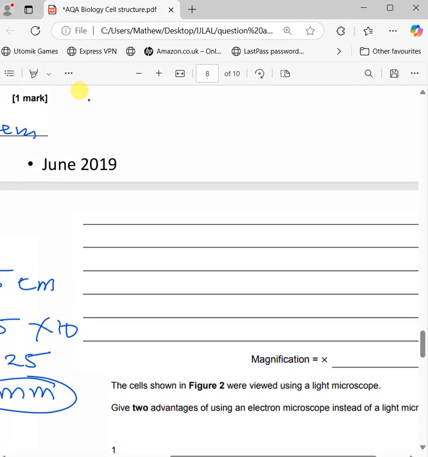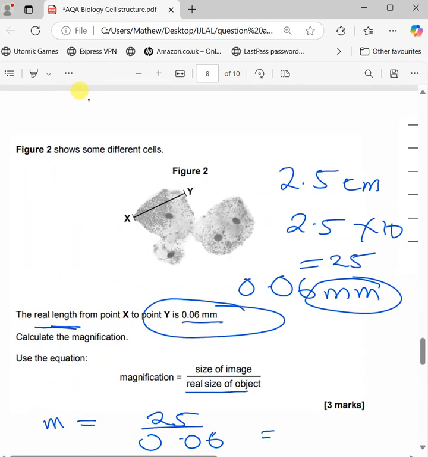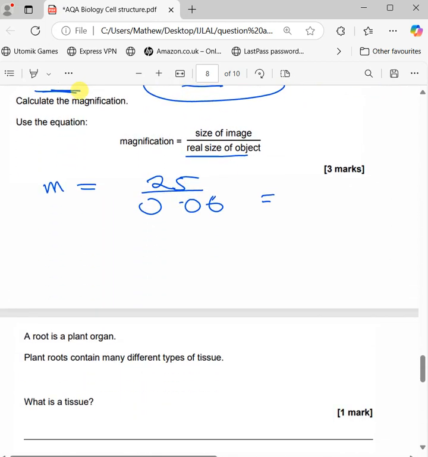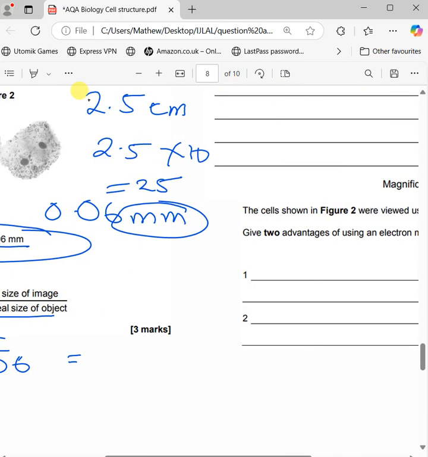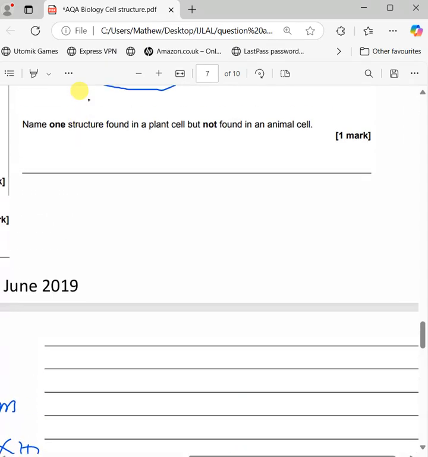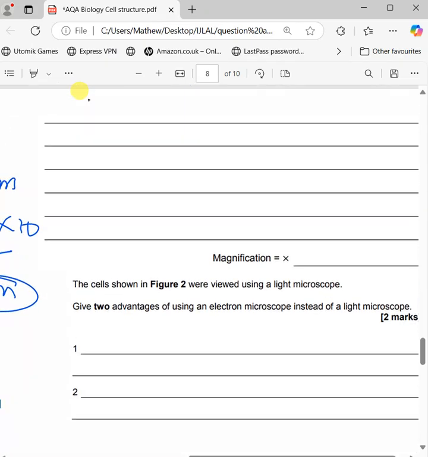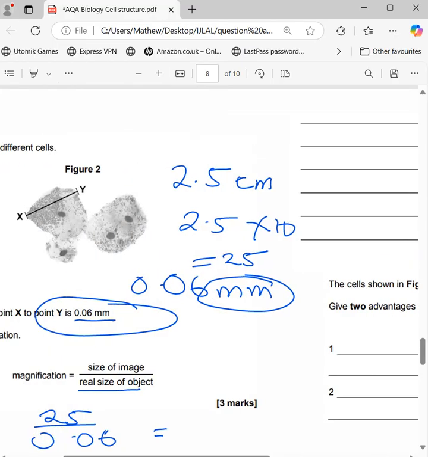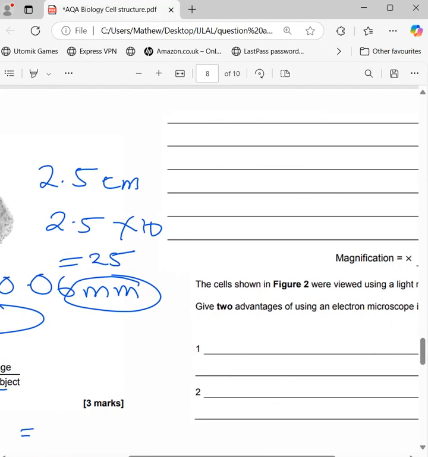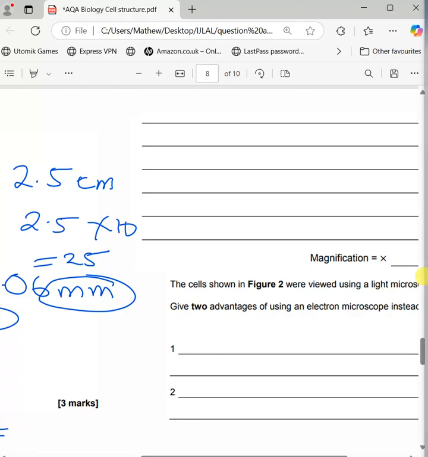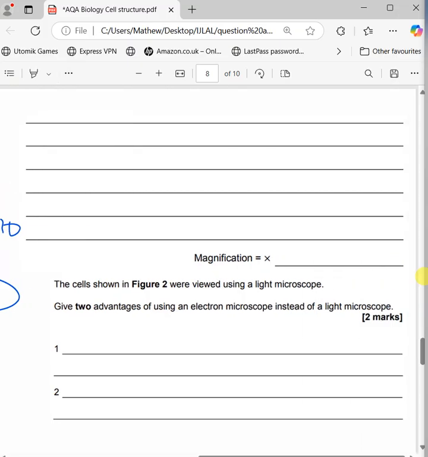The next question here, 3 marks. This is the space for working. So magnification, once you do this, this is what you're supposed to do here. Then you calculate. Magnification always has a times in front, because if you convert both units, this will now be millimeters. So divide by 0.06 millimeters, both of them will cancel out each other.